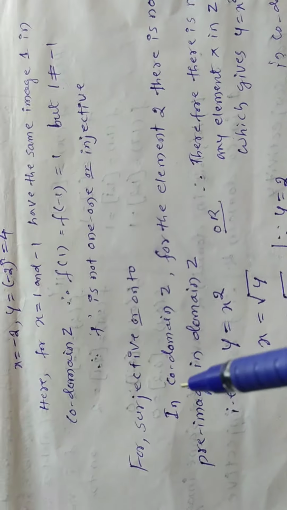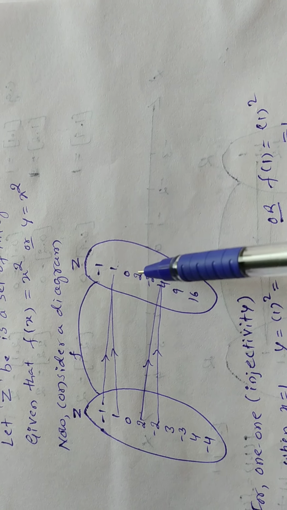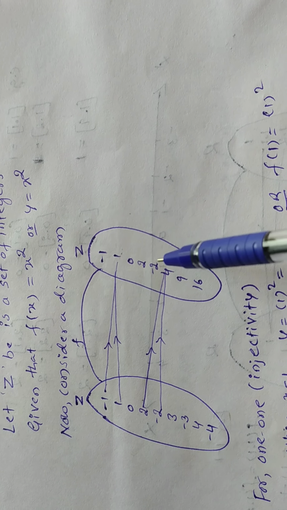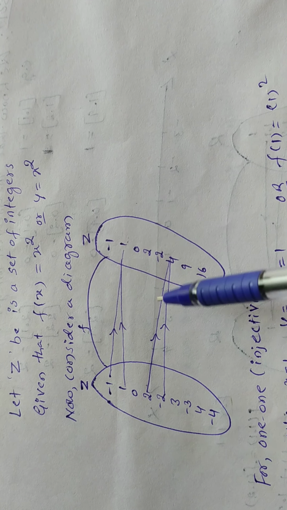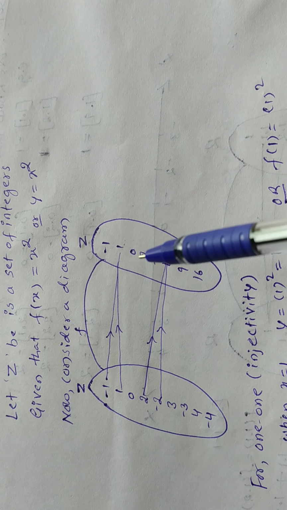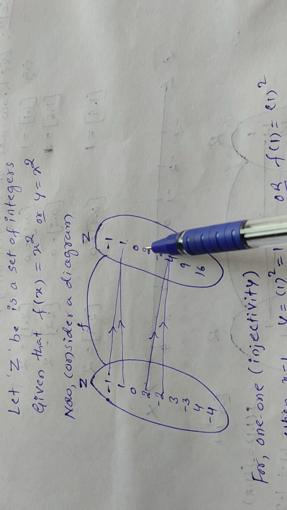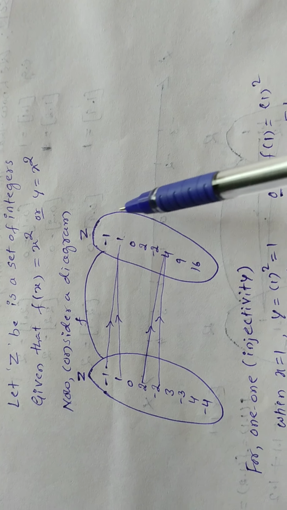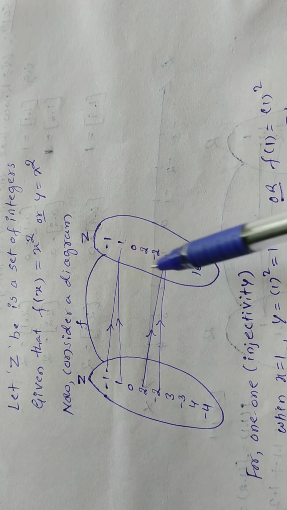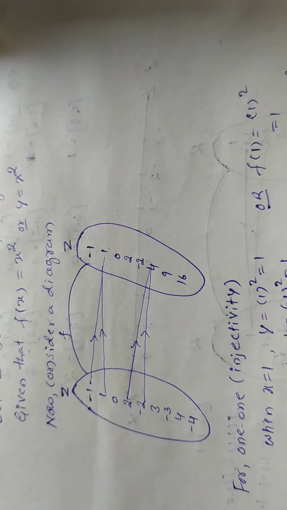Now for onto function, for surjective. So what happens here? 2 or minus 2, or 3, minus 3, etc. do not have any preimages in domain Z. Meaning there is no element which gives f of x is equal to x square is equal to 2. It means that minus 2 and 2, or 3, minus 3, 4, 5, minus 5, etc. in codomain Z do not have any preimages in domain Z.